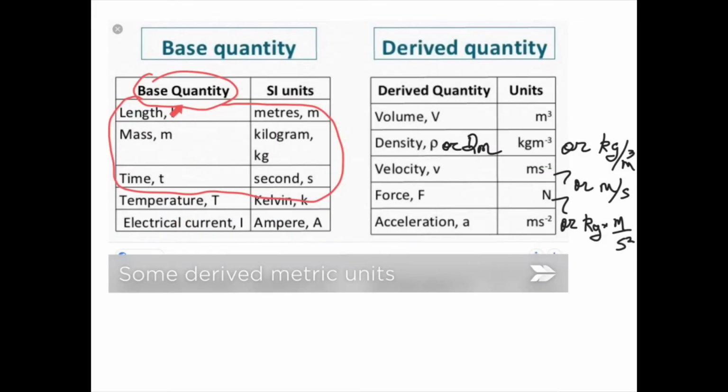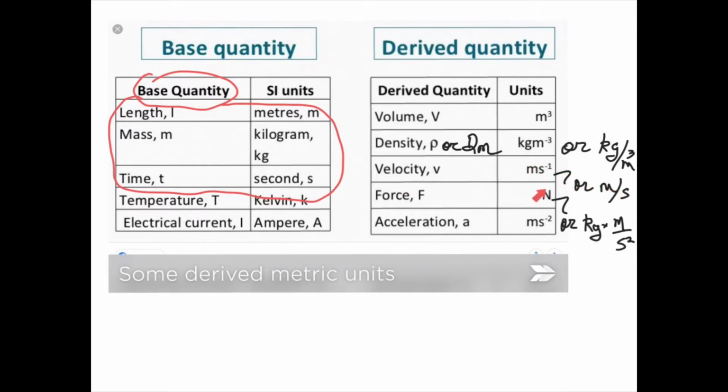We have talked about the metric base quantities and their base units: length the meter, mass the kilogram, time the second. Derived quantities are all made up of the 7 base quantities in the metric system. Volume, or the cubic meter. Density, symbol is sometimes rho, Greek letter. We use D sub m for mass density. Kilograms times meters to the -3, or kilograms per cubic meter. Velocity, or speed, meters per second.